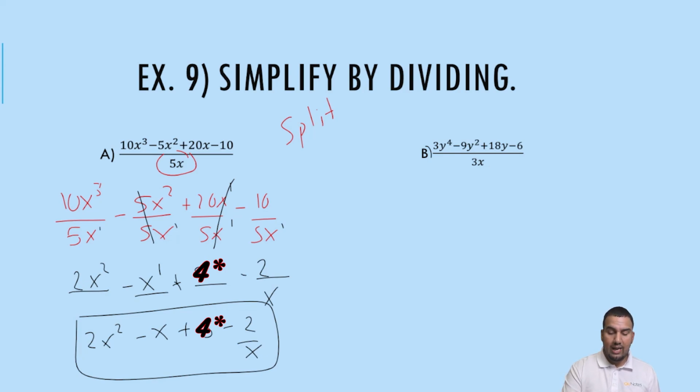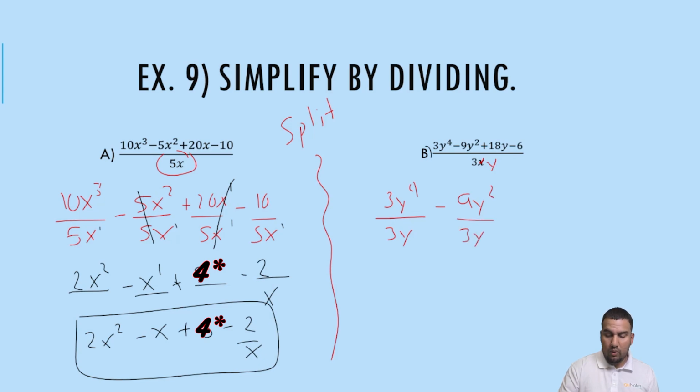So now we're going to move on to our last one. Now for our last one, the bottom letter happens to be not an x. It's actually going to be a y. So if you can, really quickly for me, just change that to a 3y. And then we're going to go ahead and split up the bottom. So when I rewrite this, it's going to become 3y to the 4 over 3y minus 9y squared over 3y.